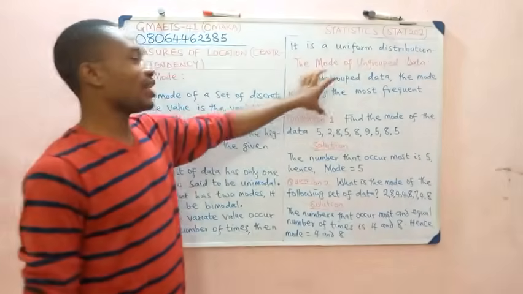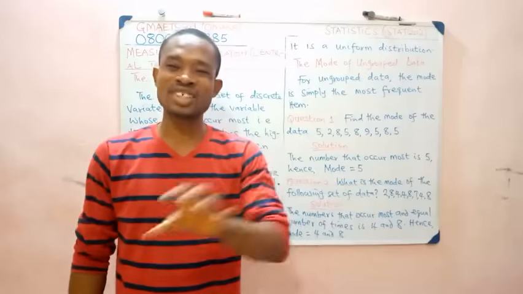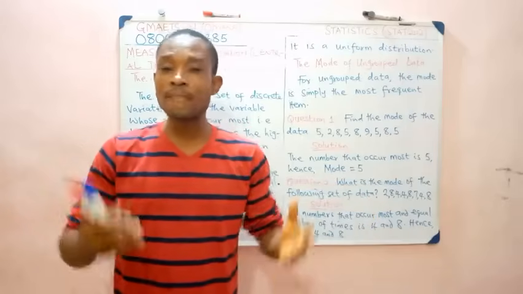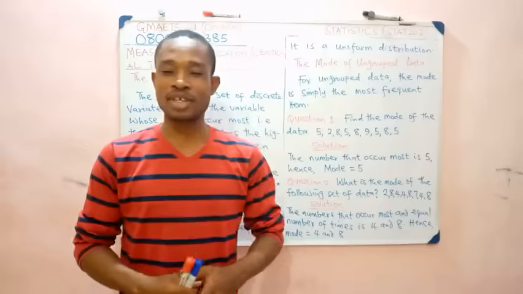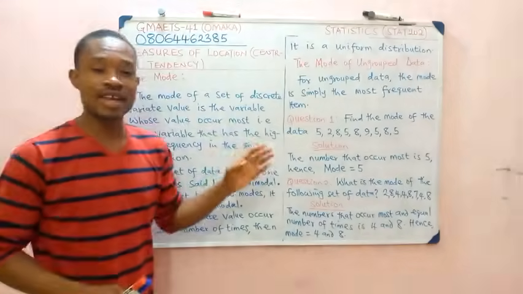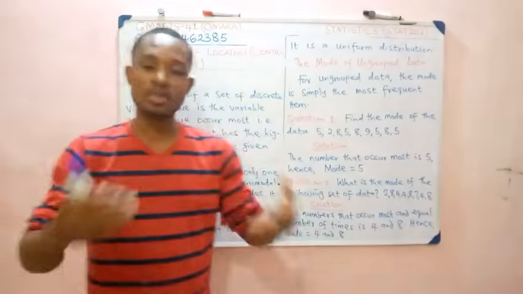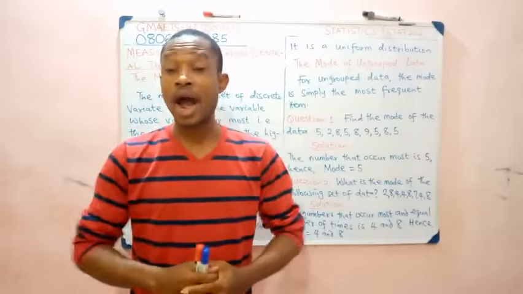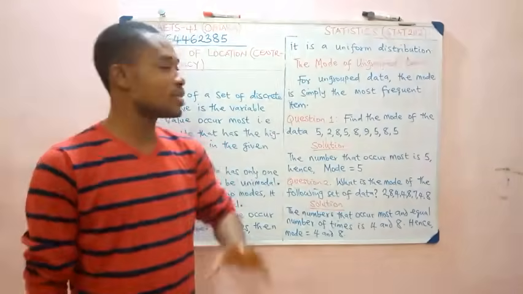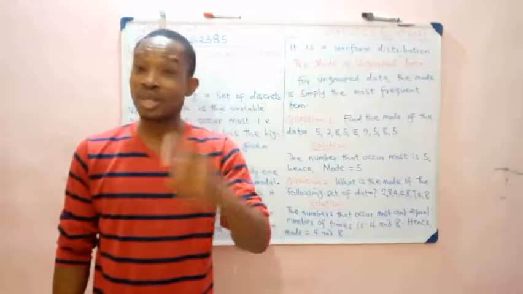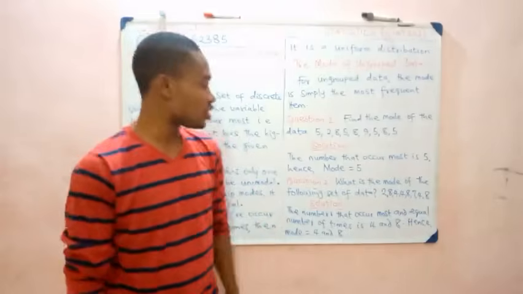We want to start first by looking at the mode of ungrouped data, and then we will turn our attention to the mode of grouped data. I want to state that the mode of ungrouped data is quite fair, easy to handle, because that is where the major definition of the highest occurring frequency directly applies. When you come to the mode of grouped data, there are certain technicalities that are applied. The mode of ungrouped data: for ungrouped data, the mode is simply the most frequent item, the item that occurs the most in that distribution.